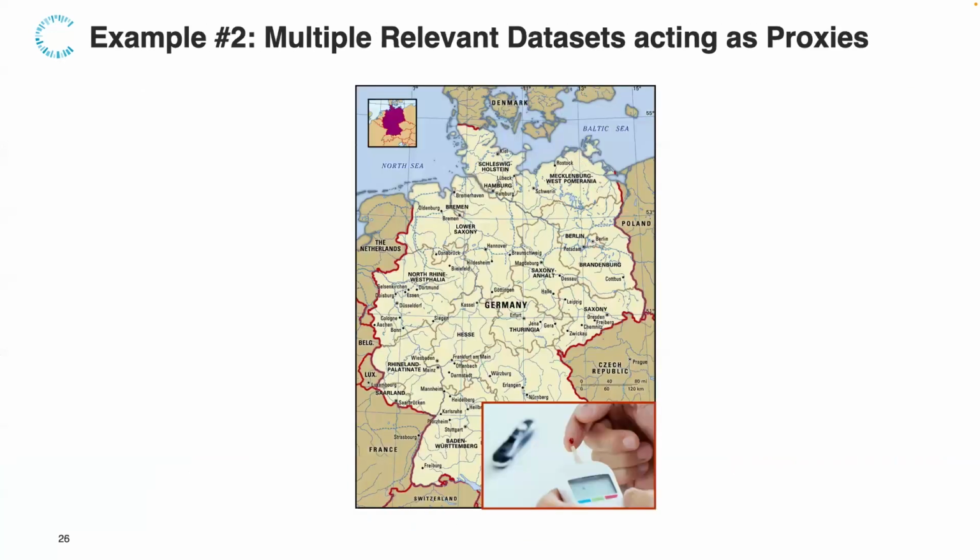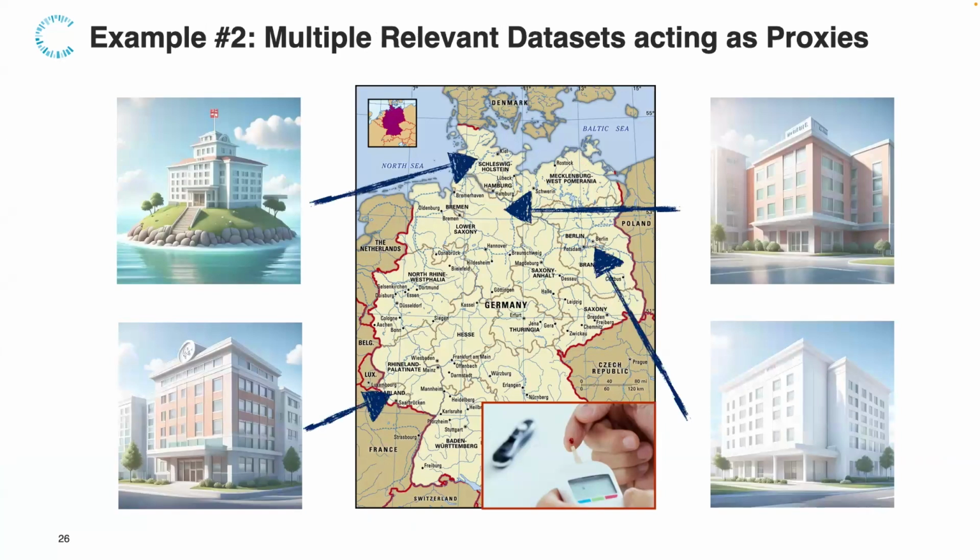And the second example is when you have multiple relevant datasets acting as proxies for something you care about. It sounds cryptic, but what it actually means is, imagine the German government wants me to do some inference on the population of German citizens' blood sugar level. The right way to do this is to get every existing German still alive and then do the procedure. But this would be too costly.